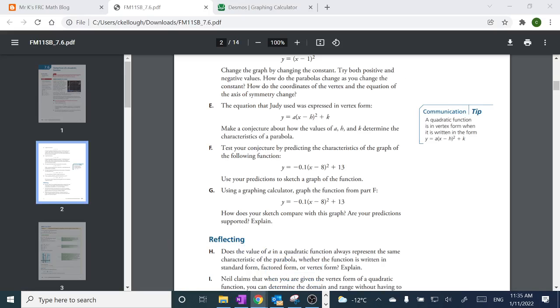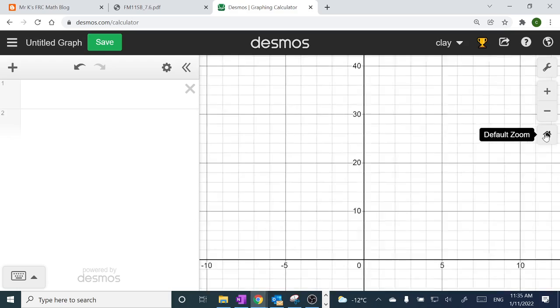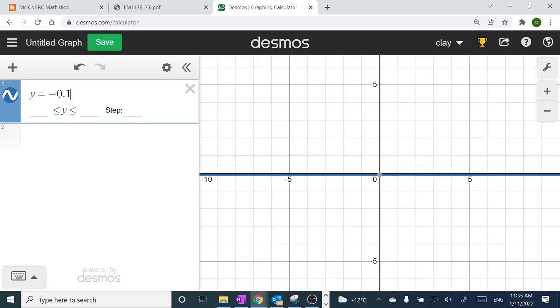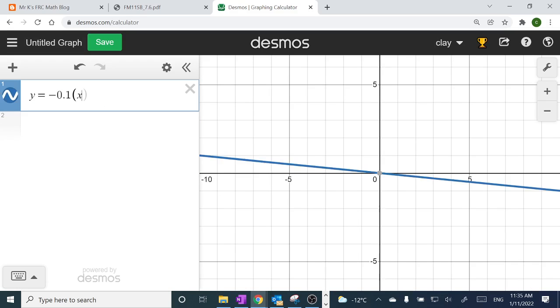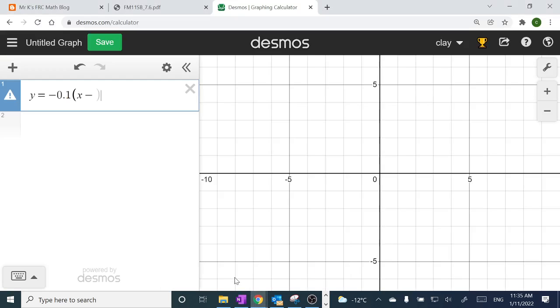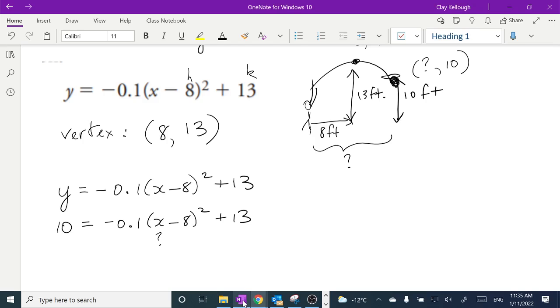So let's graph this equation. Let me just erase this one and start from home. And let's type in the equation. So the equation is y equals -0.1 times (x minus, and that's how good my memory is, what was it again? -8, that's what it was) squared, and then, what was it again? Plus 13.